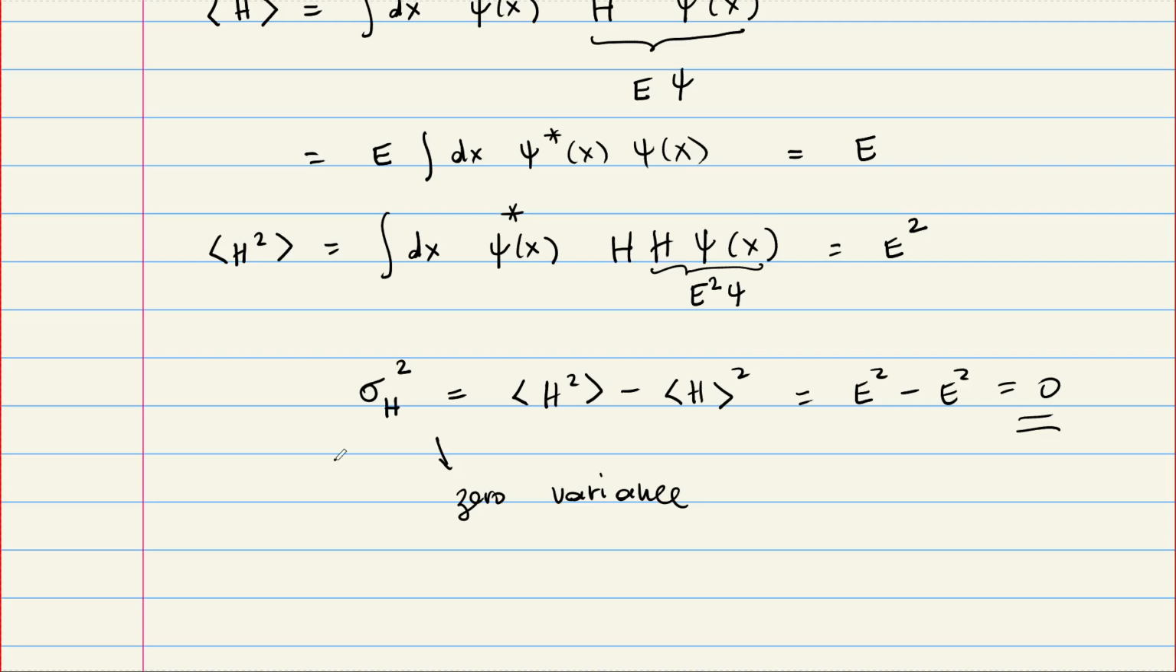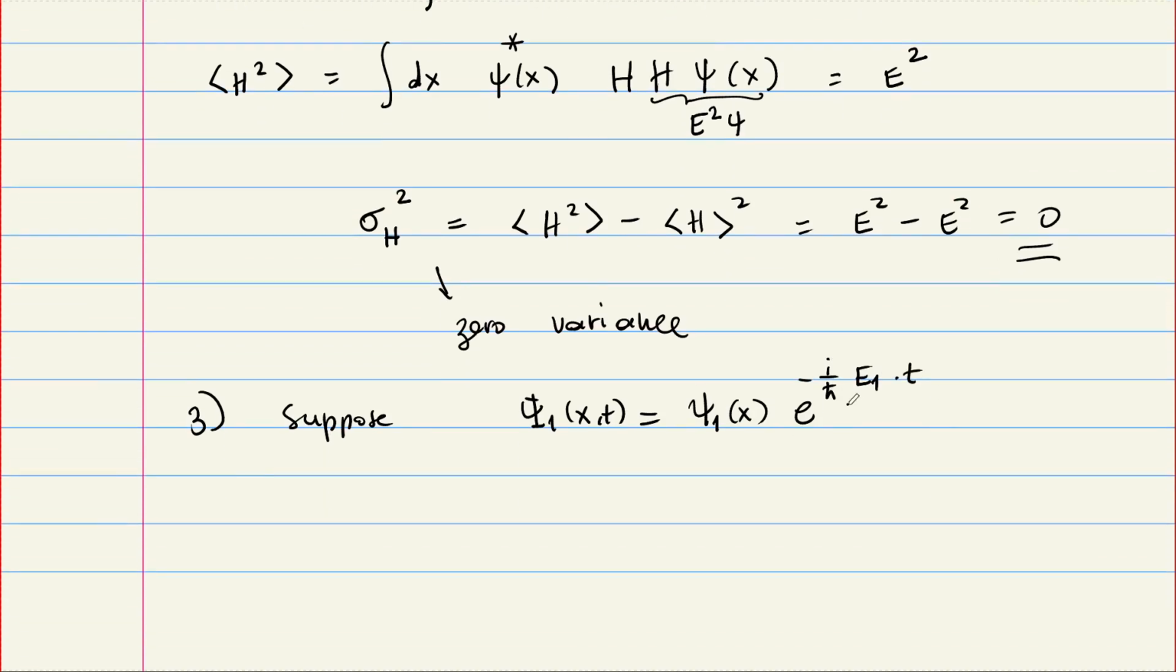Okay, so this is number 2. Number 3, suppose you have one separable solution, psi 1(x, t). There is some x part, and there is some corresponding energy factor e to the minus i over h bar E1 times t. So we now know this is a solution with corresponding energy E1.